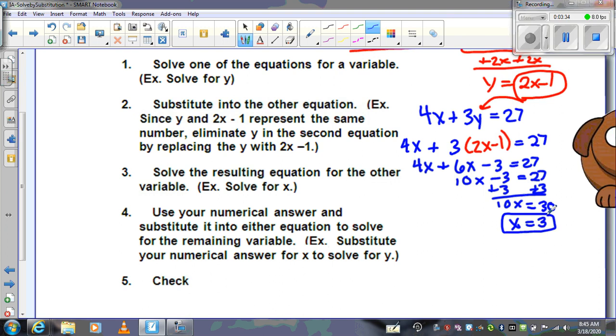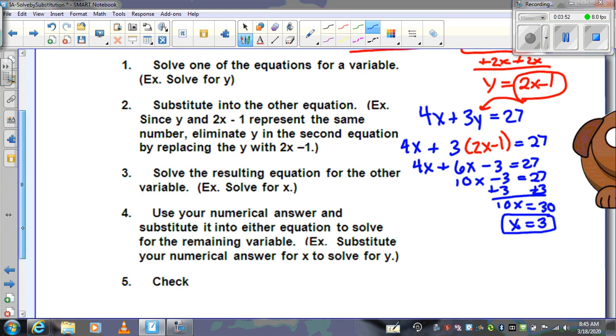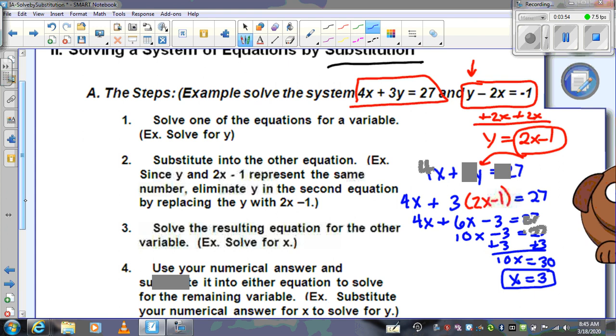Now, the next wonderful thing is that we're going to take this 3 and put it back up into either one of the two original equations. Either one, it doesn't matter, because remember, this is the ordered pair that works in both equations. So I should be able to take that 3 and put it into either one. Actually, I can put it into either one of the originals or the one that we rewrote, because the one that we rewrote is equivalent to the original.